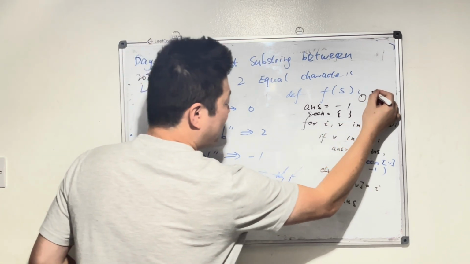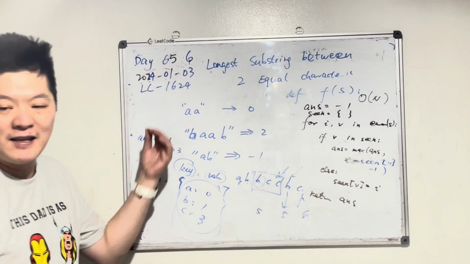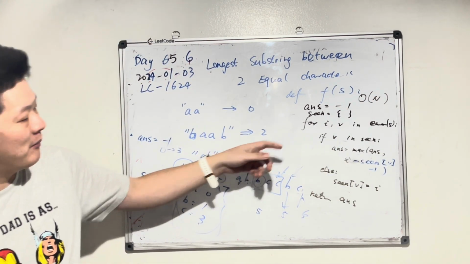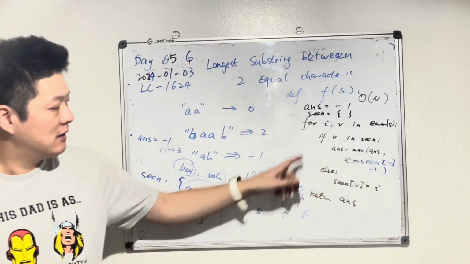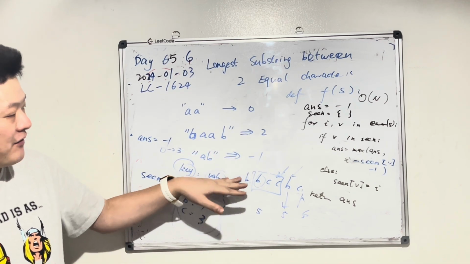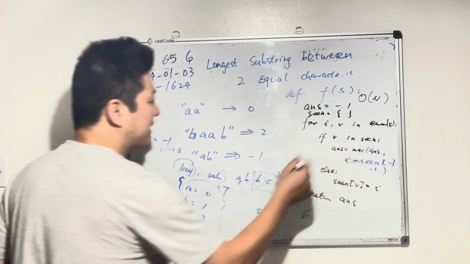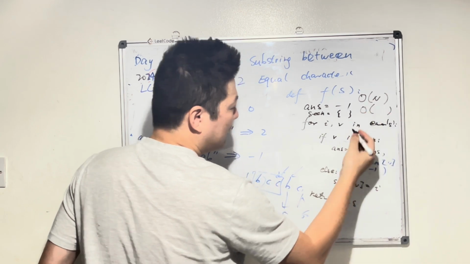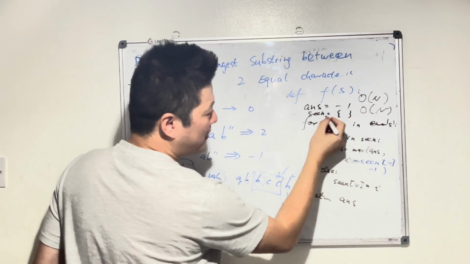The time complexity? O(N). Yeah, O(N), very straightforward. And what's N? N is the number of characters in the given string. What's the space complexity? O(N). Yeah, because we're using a dictionary, okay?